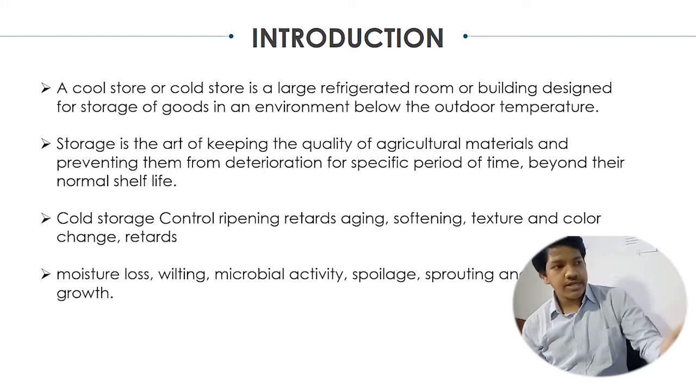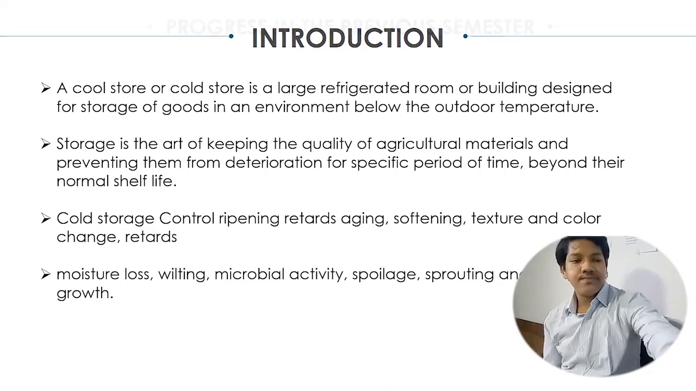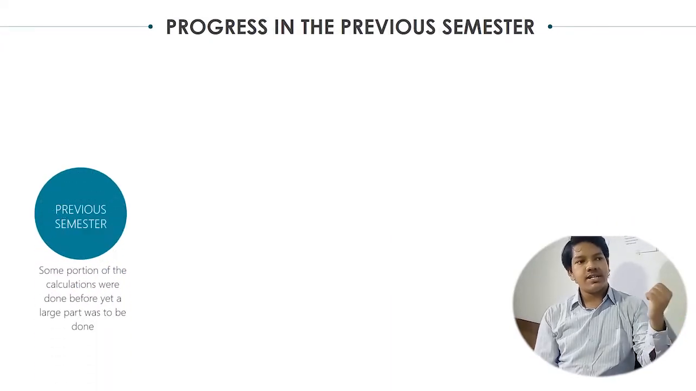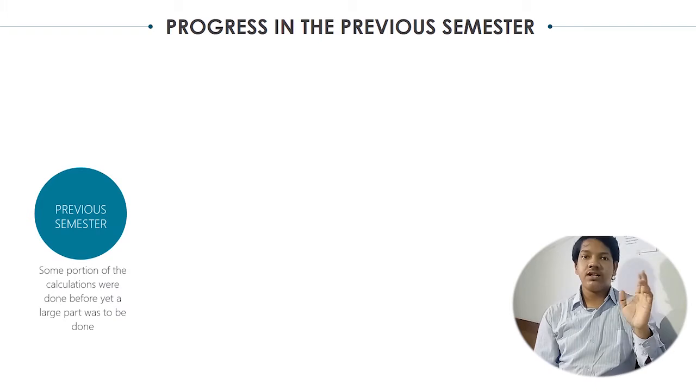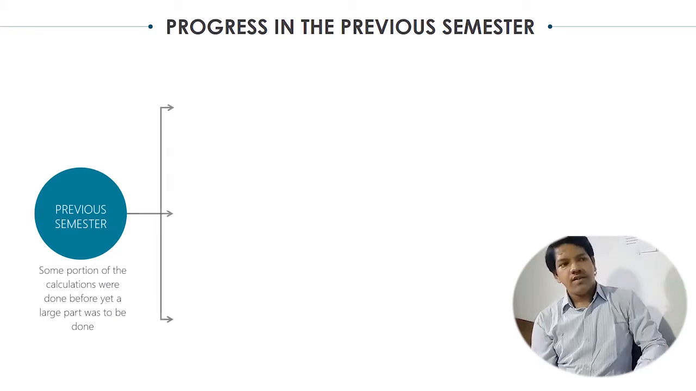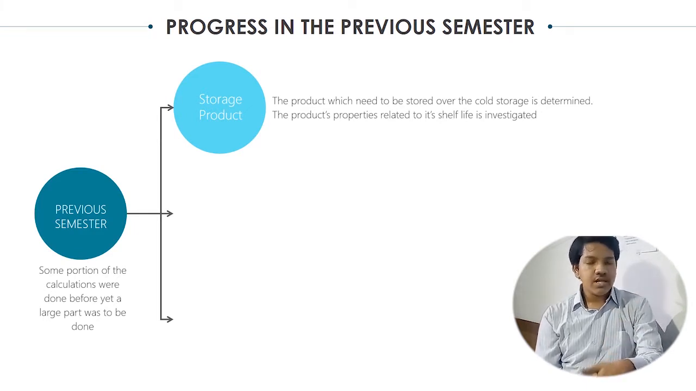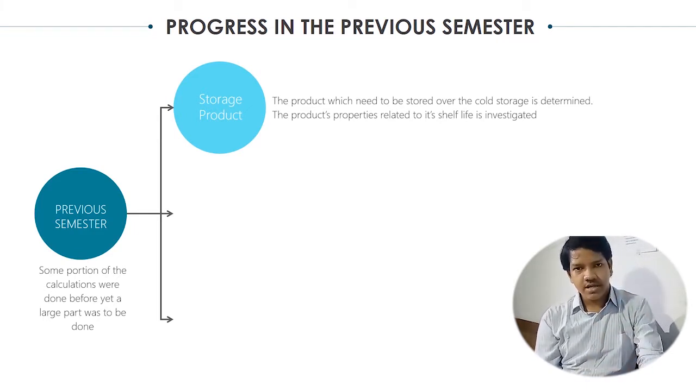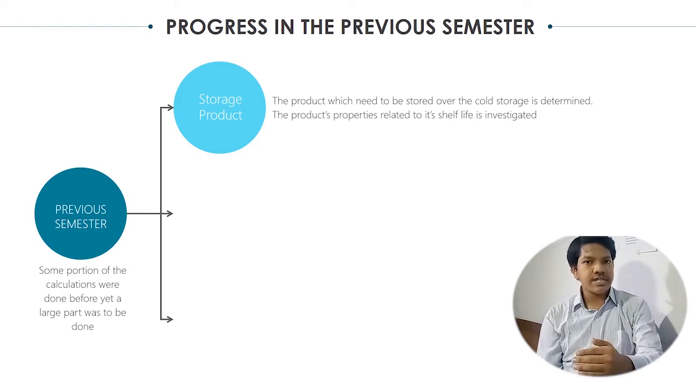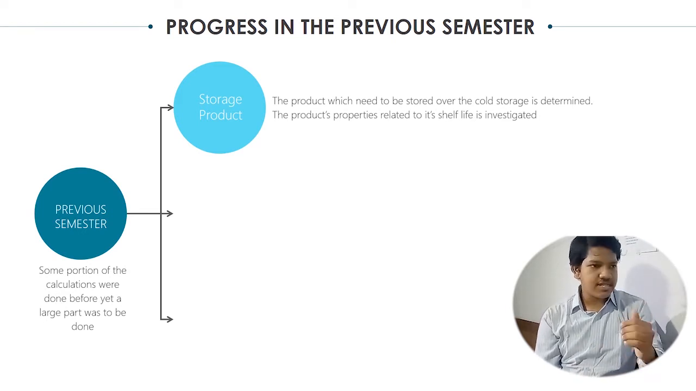So let's get into the next slide. Now we will discuss the progress that we made in the previous semester. In the previous semester we mainly did three things. First is the storage product, meaning the products which need to be stored in our facility. For different kinds of products the calculations are different. We are going with apples and lychees.